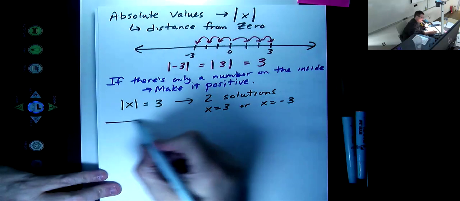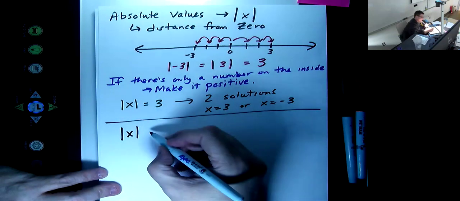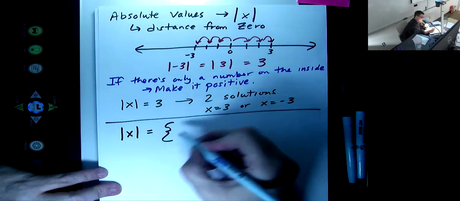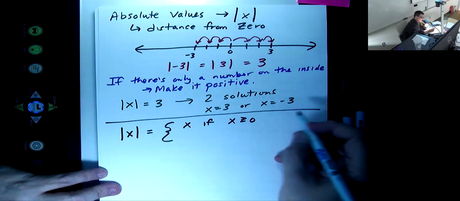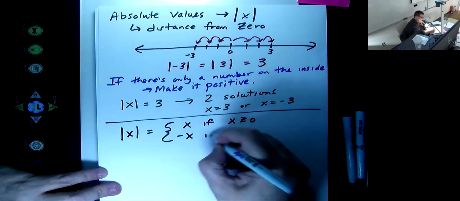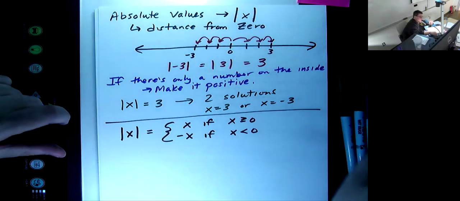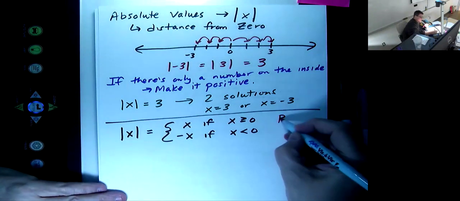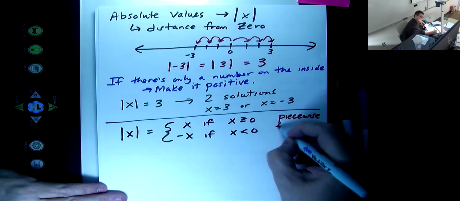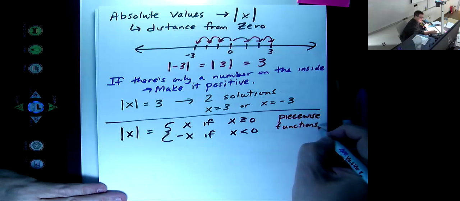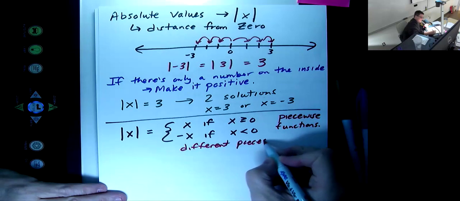The general rule, and this is tricky for a lot of students, we're going to try to reason it out. The absolute value of x equals x if x is greater than or equal to 0, or it equals -x if x is less than 0. This is called a piecewise function. There's 2 answers, different pieces. So different pieces to the answer. It's kind of like where they got the name.